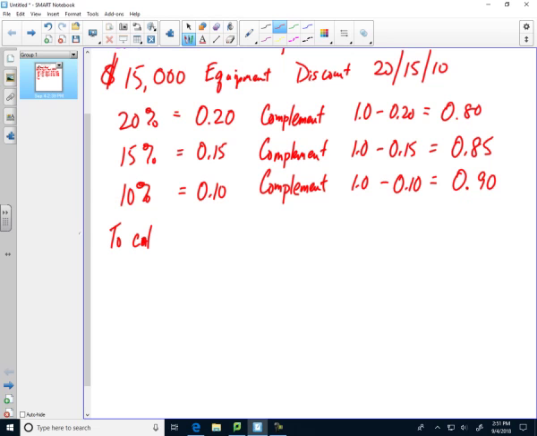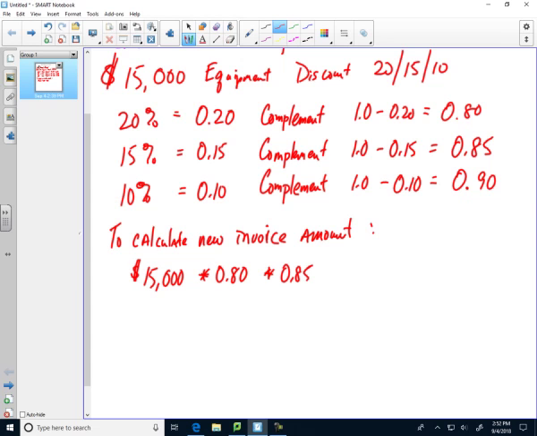How about, every time I make a mistake, I might as well just erase it because I'm never happy with it. To calculate the new invoice amount, here's what you're going to have. $15,000 was the original, times 0.8 times 0.85 times 0.9.